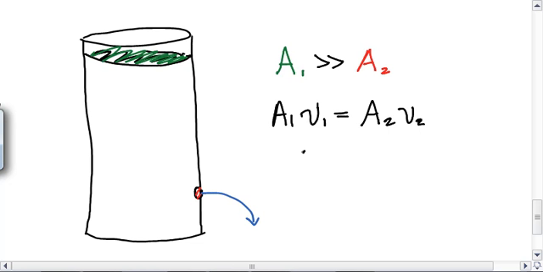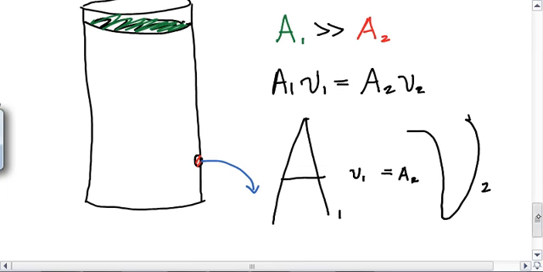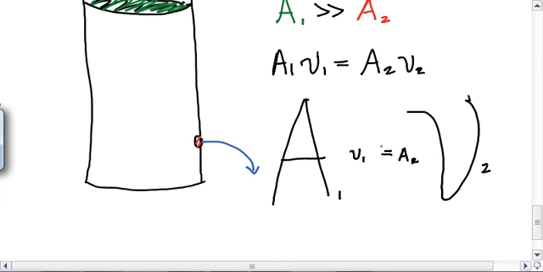If A1 is really big, and A2 is really small, then tell me about V1. Has to be really small. And what about V2? It has to be really big. It has to be so big, or it becomes so much bigger than V1, that V1 is approximately 0.